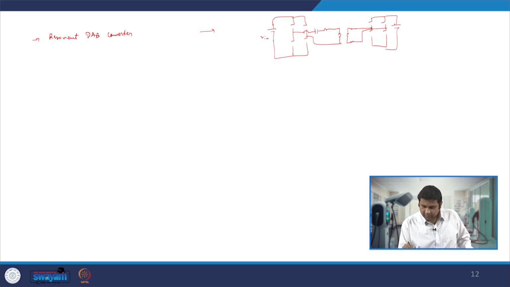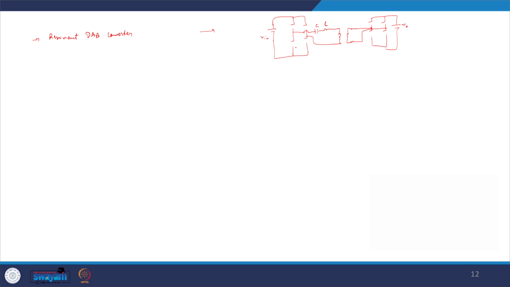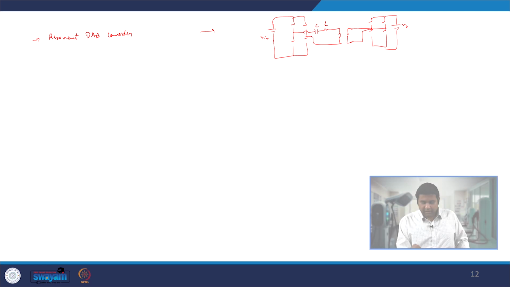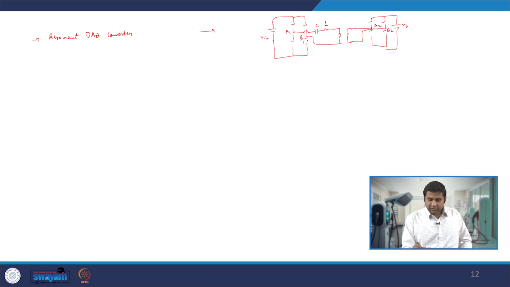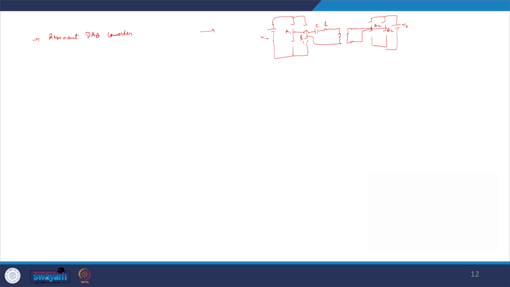Something like this. V in, V naught. One can put C and L, and then do the resonance between C and L. That is when, instead of directly applying the square pulses at this A1 B1 terminal, because of the resonance one can nullify the other harmonics and allow only the switching frequency harmonics to be applied from the transformer primary winding. That means one can now apply a sinusoidal voltage from A1 B1. Similarly, one can also apply the capacitors on the other side as well, and do the resonance there.